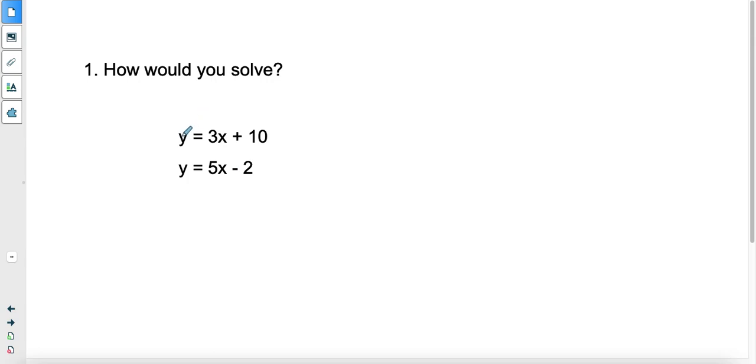Well, first of all, I notice y is equal to 3x plus 10. And I also know y is equal to 5x minus 2. Since I know y is equal to both of these, I can just make these equal to each other. So I can make 3x plus 10 equal to 5x minus 2. And now all I have to do is solve this for x.